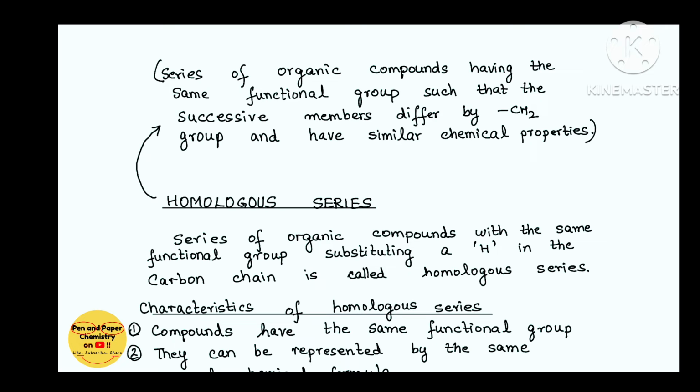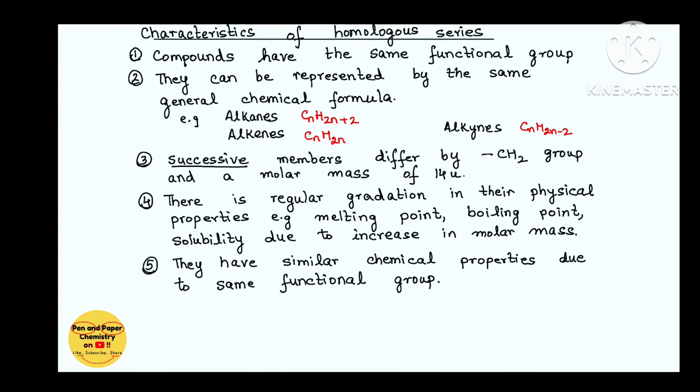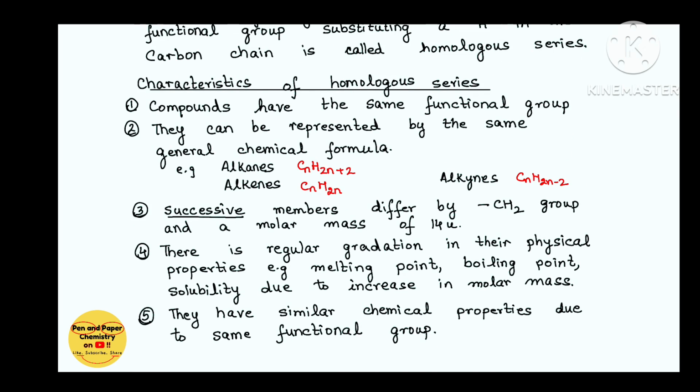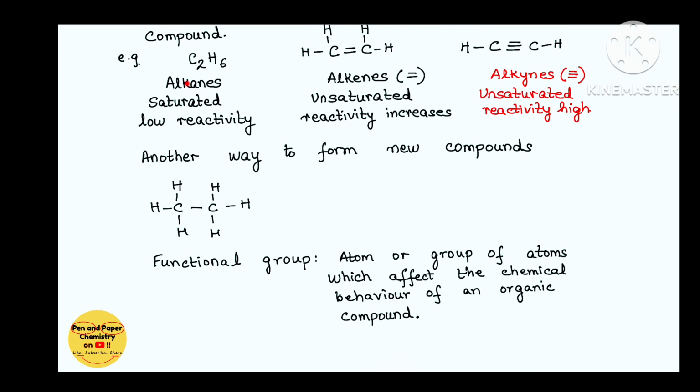Right? So, I've given you two definitions. As I repeat, you can follow the definition as per your curriculum. Now, I did mention functional group. That means a group or a feature, we can say, which defines the functions or the chemical properties of an organic compound. So, for example, alkanes are saturated compounds.